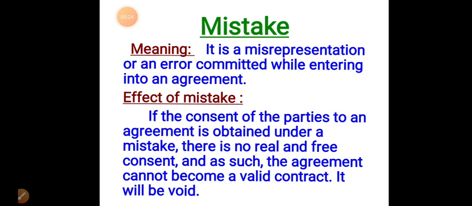Next, what is the effect of mistake? If the consent of the parties to an agreement is obtained under a mistake, there is no real and free consent. Hence, such an agreement cannot become a valid contract; it will be void. If there is a mistake at the time of entering into the contract, there is no free consent, so it cannot become a valid contract, it becomes void.